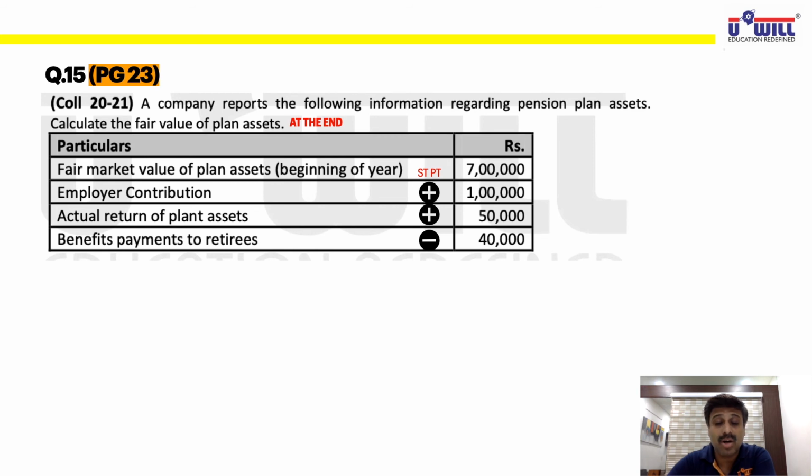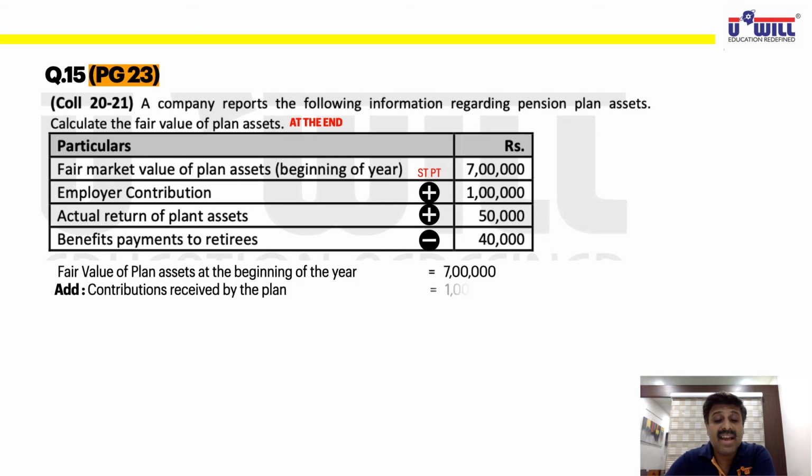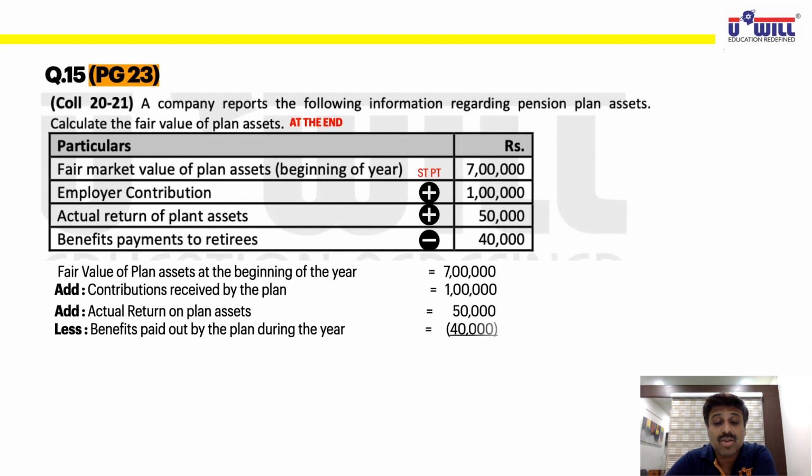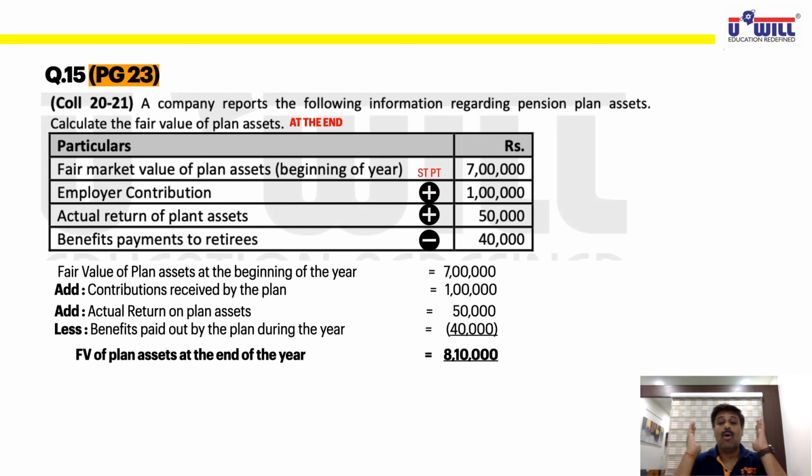I hope you all would have solved it. Check your answers. Fair value at the beginning 7 lakhs plus contributions received 1 lakh plus actual return 50,000 minus benefits paid 40,000. Fair value of plan assets at the end of the year is 8,10,000. So I hope with these 4 examples you all are clear with what is actual return of plan assets.